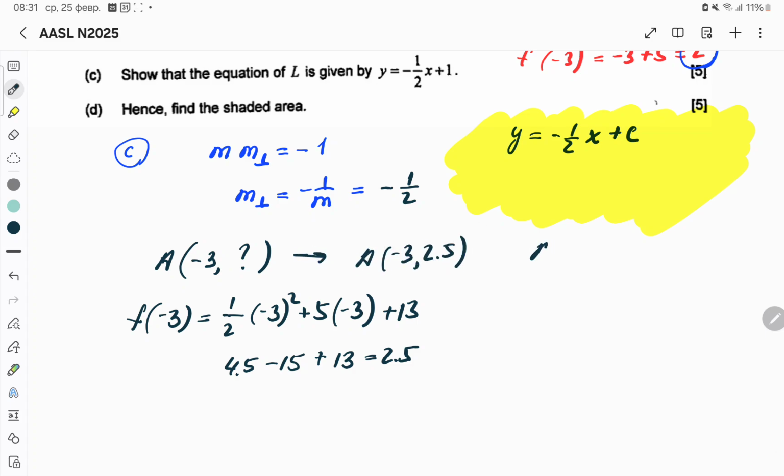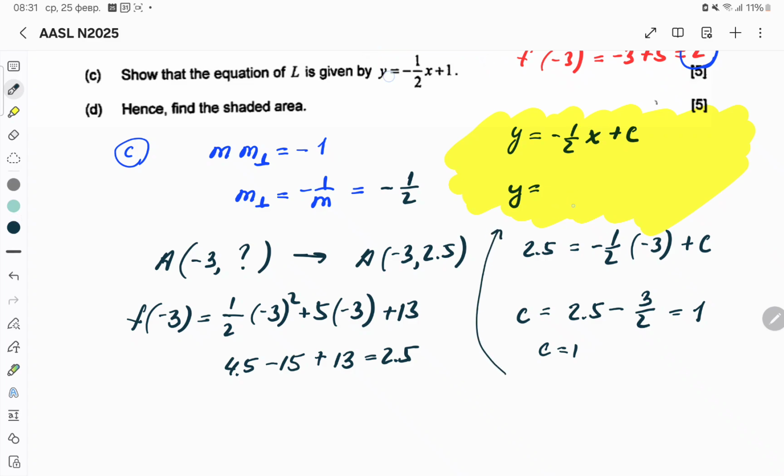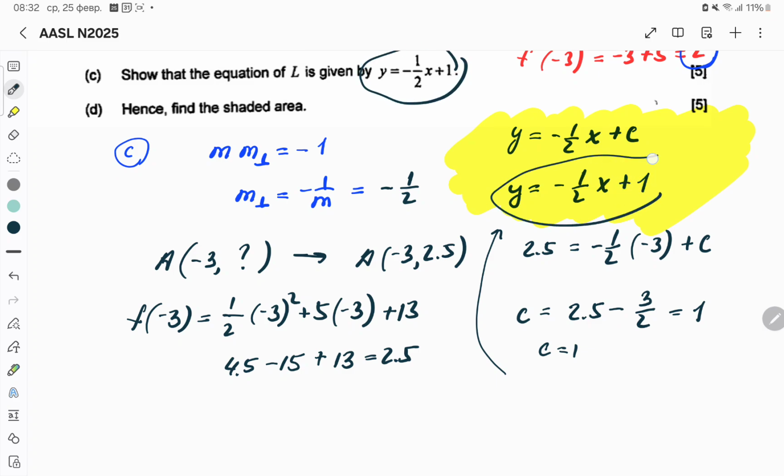Okay, now let's use this point to find the value of c. Instead of y, we will put 2.5 equals -1/2 times -3 plus c. So c is equal to 2.5 minus 3/2, which is 1, right? Okay, now c is equal to 1. It means that y is equal to -1/2x plus 1. So you see it is exactly the same. We have shown it. It is 5 marks total. Quite challenging.